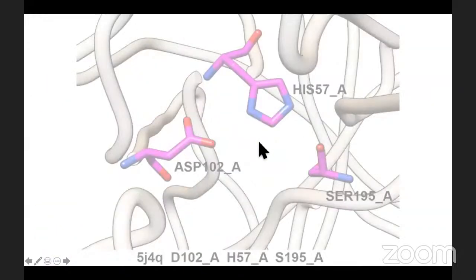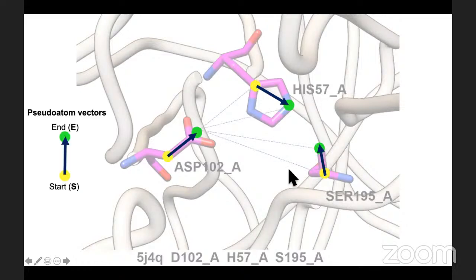So again, let's look at that serine protease catalytic triad. And now we represent them as the pseudoatom vectors. So here represents the histidine, and this represents the aspartic acid, and this will represent the serine. Now, as I mentioned, the pseudoatom vectors will have direction. So we've got a start point and an end point. Okay, and we can then try to calculate the distance between them, so then we can get the edges of a graph.